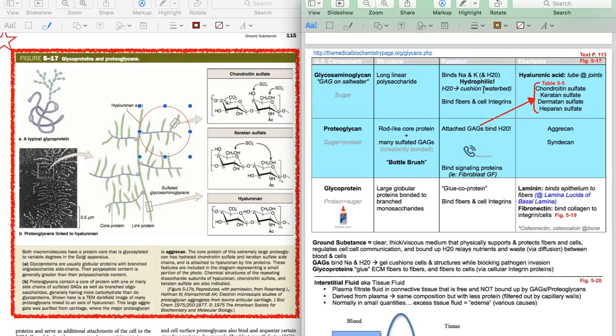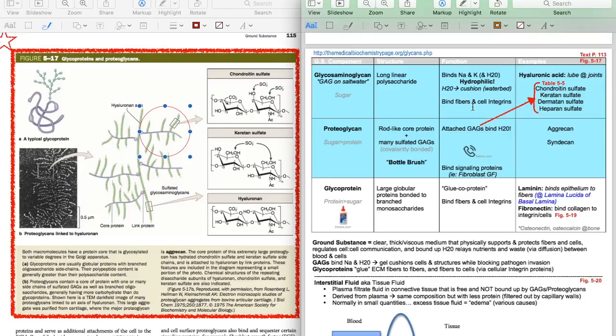So, think of a water bed. GAGs on salt water, electrolytes and water, fill up this space with something like a water bed, but it's a thicker type of medium than water itself. And so essentially this cushion, this gelatinous goo, this simple syrup type of mixture is going to be binding and containing basically everything in the extracellular matrix.